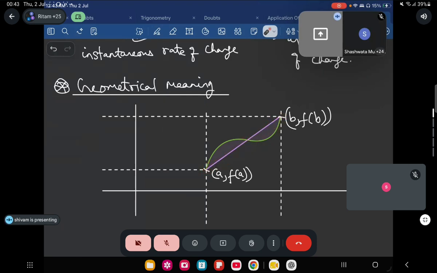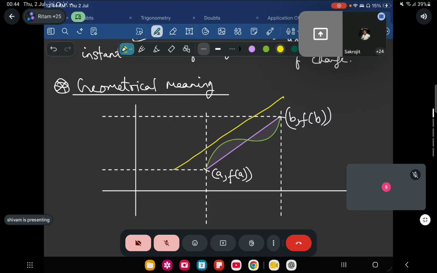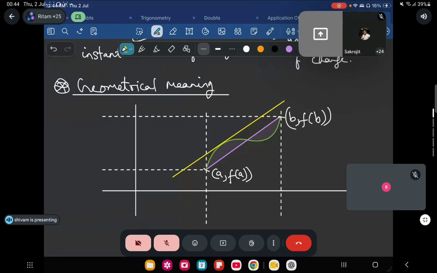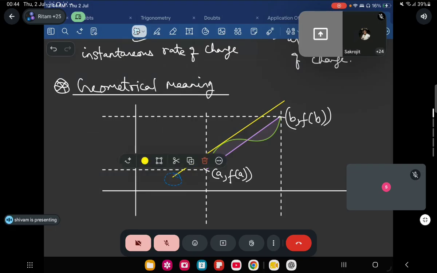So LMVT says that between A and B, there exists at least one point such that the slope of the tangent at that point will be equal to the slope of this chord. So I'm going to show you that straight line. This means that dy/dx equals del y/del x at that point, at least at one point. Can you see, Socrates, that the yellow line and purple line are parallel to each other? Yes, sir. So this is one point C, the C of LMVT. Tell me, are you getting it?